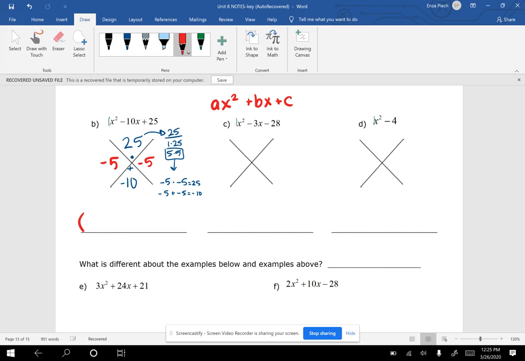So I do my parentheses sets, and I put my x in the front of both, and now I just transfer those quantities down. We're going to skip C for now. We'll come back to it if we've got time. But now what we're going to look at is letter D.